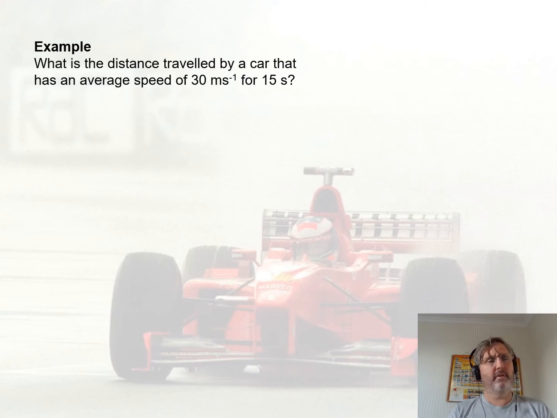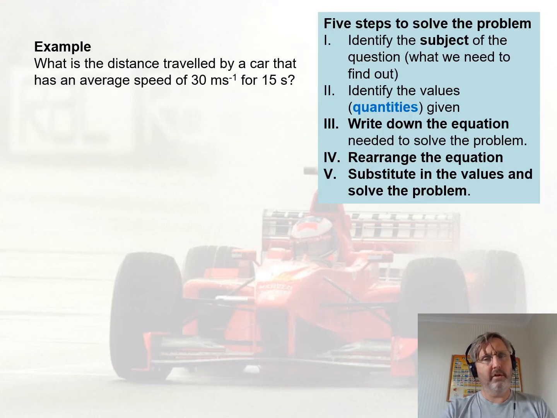Okay, so let's look at another example of a question that we might be asked to do with speed. Here's the question. What is the distance travelled by a car that has an average speed of 30 meters per second for 15 seconds? This question is similar to many physics questions, and because they're very similar, I've made a series of 5 steps that we can use to solve any of these questions. If we approach these questions using the 5 steps on the right here, we can usually answer any question given to us.